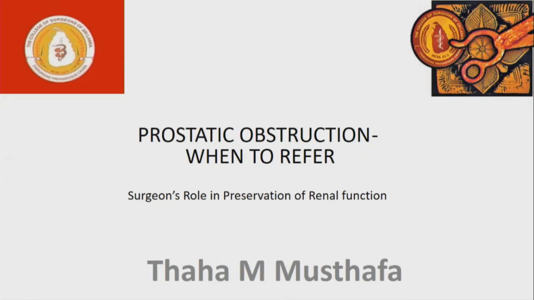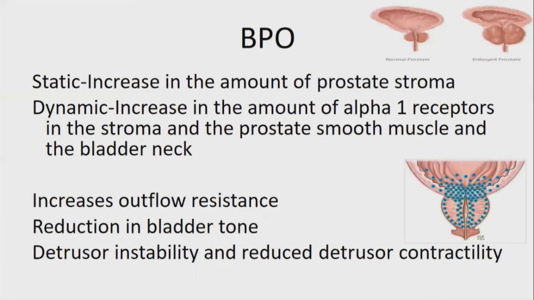Morning, everyone. Thank you very much for that introduction. Many thanks to the organizing committee for giving me a chance to talk on this topic, prostatic obstruction, when to refer. Benign prostate obstruction. There are two components causing benign prostatic obstruction. The first one is static, due to increased amount of prostate stroma. The second one is dynamic, which we may tend to forget and do not appreciate.